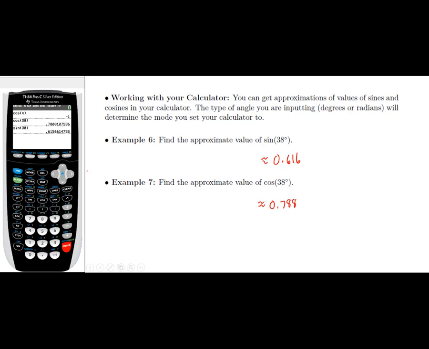Now, because it is easy to forget to switch from degrees to radians or vice versa, it's a good idea just to make sure that your answers make sense. So notice that I got two positive answers here for the sine and the cosine. So does that make sense? Well, sure it does, because 38 degrees is in the first quadrant, and that's the quadrant where I know that the sine and the cosine are both positive, so I think I'm okay. But if your answer ever seems strange, make sure that's the first thing you check, is am I in the appropriate mode.